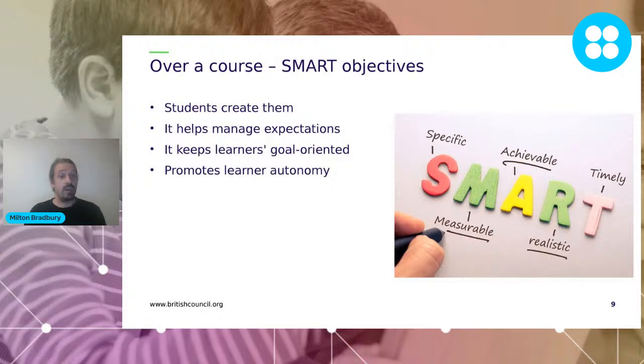It's great because learners can create them. It provides them with a bit of autonomy in their own progression, what they want to learn. And it tells you as a teacher what they'd like you to cover in the course. It also helps manage expectations. Sometimes learners think, especially adult learners, in 2 months, I'm going to be able to write a perfect email. Well, it's not as simple as that, as we all know. So as you negotiate those objectives with the students, it helps manage those expectations.